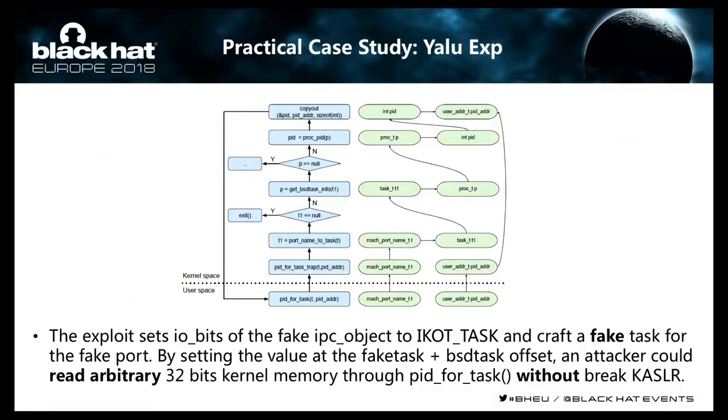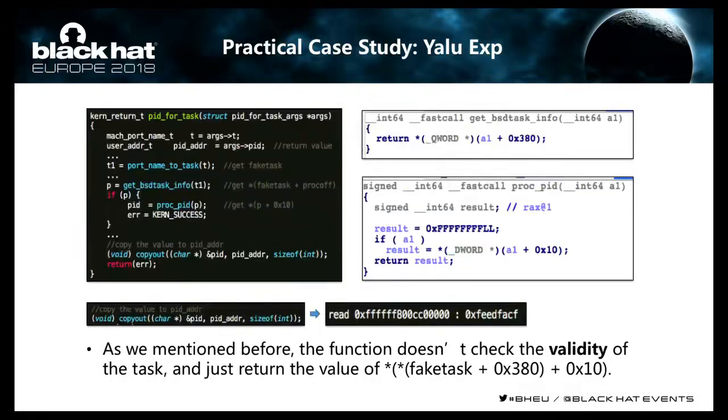By setting the value at the fake task plus BSD task offset, an attacker could read arbitrary 32 bytes of kernel memory through pid for task without using any ROP gadget. After disassembling the kernel cache, we can find that the function doesn't check the validity of the task and just returns the value on the specified offset to the user space.